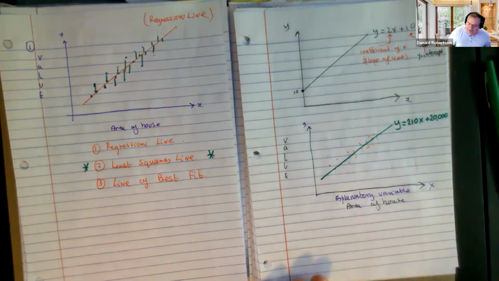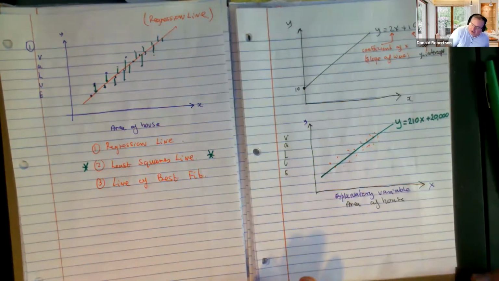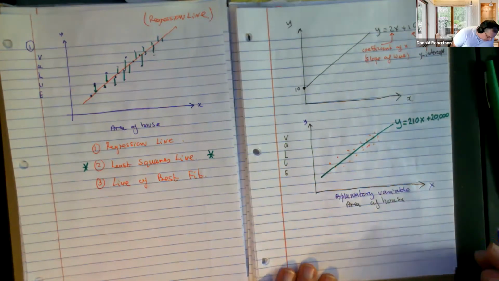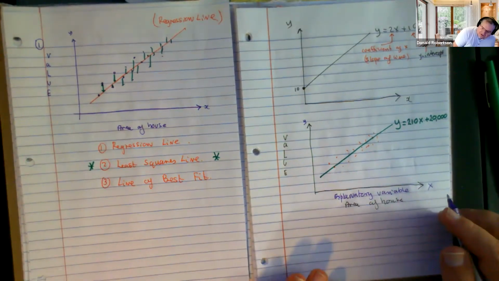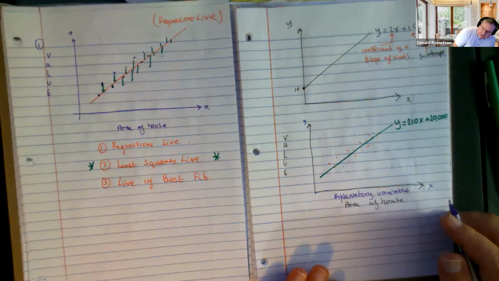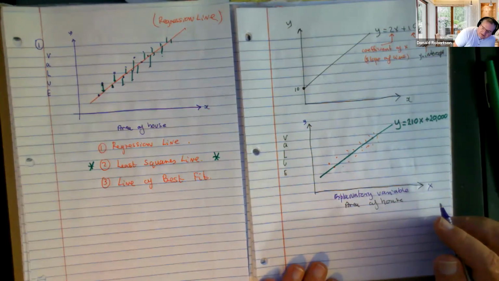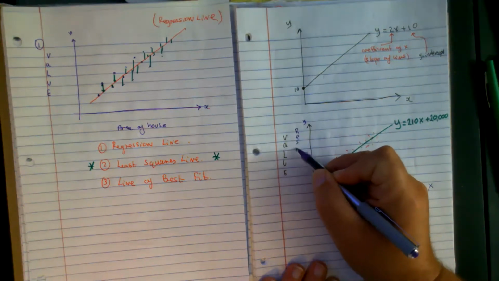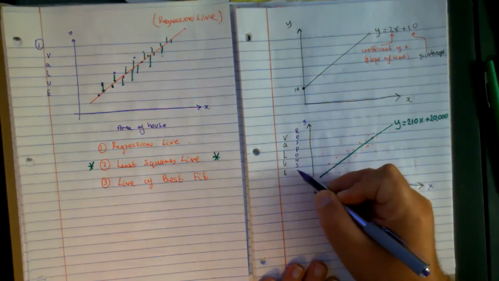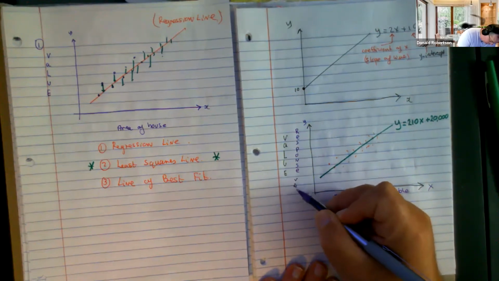And anybody know what the fancy name for the y-axis is? Last chance, anyone remember? Starts with an R. Okay. It's called the response variable.